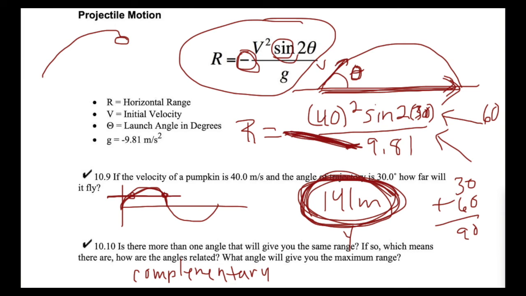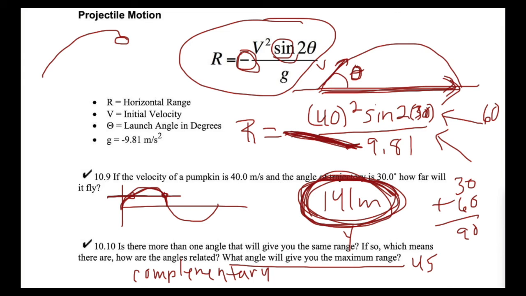So if I shoot something at 20, that'll give me the same range as if I shoot it at 70. If I shoot it at 30, that'll give me the same range as if I shoot it at 60, and so on. So what angle gives me the maximum range? That ends up being 45 degrees. 45 plus 45 is also 90. They're complementary. 45 degrees will give you the maximum total range.